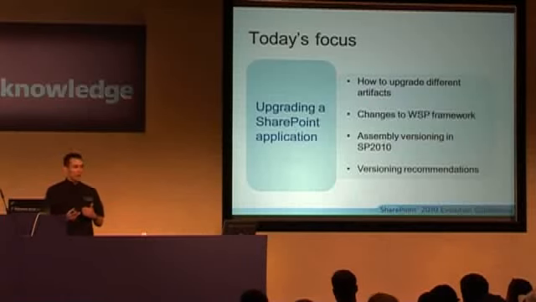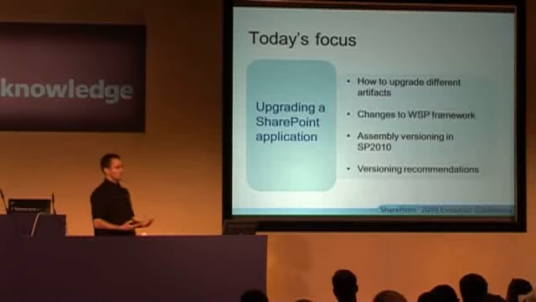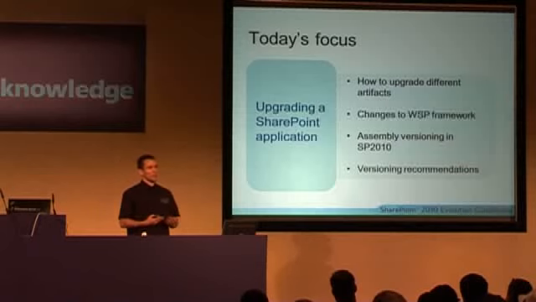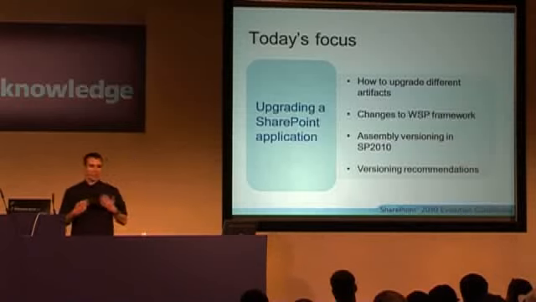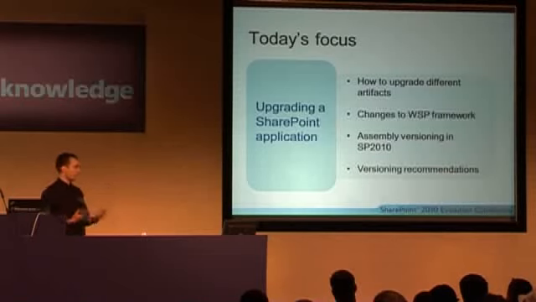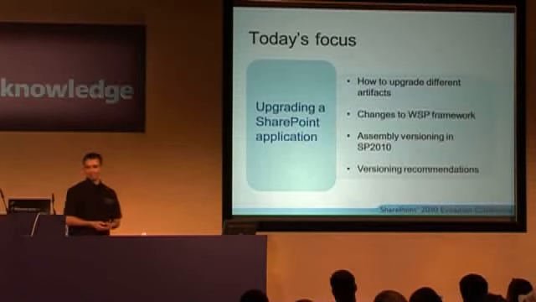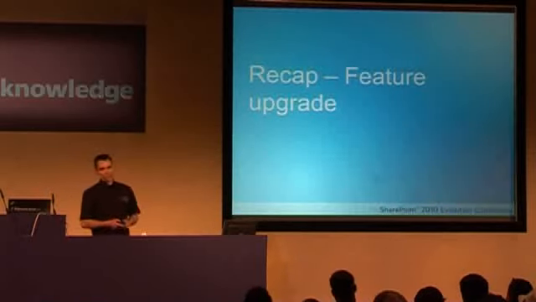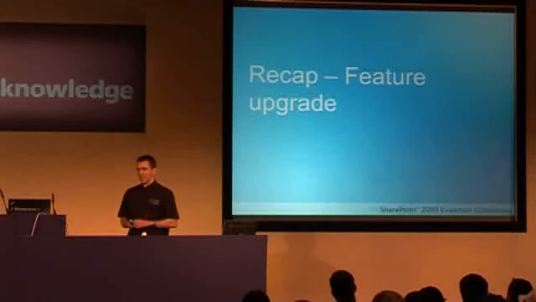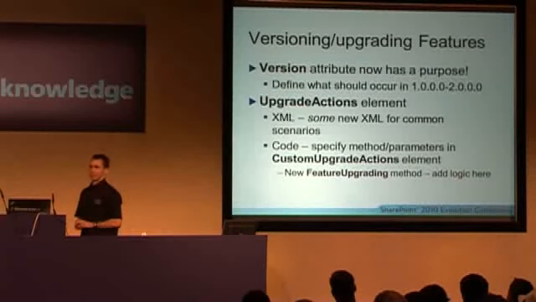Right at the end, we're going to wrap up with some recommendations for the different types of versioning we can do now. We'll look at recommendations for versioning features, and for versioning assemblies, now that it's easier to do. So, quick recap. Only 2 slides of feature upgrade recap, and then we're going to launch into that demo, and we'll go through that pretty quickly.